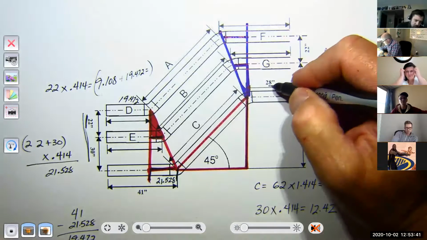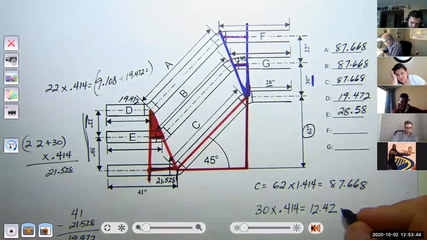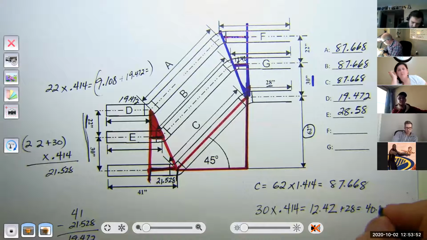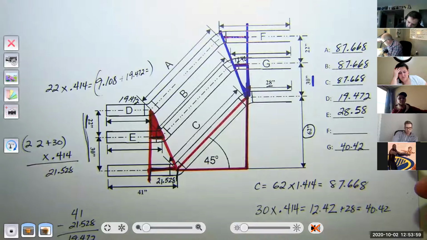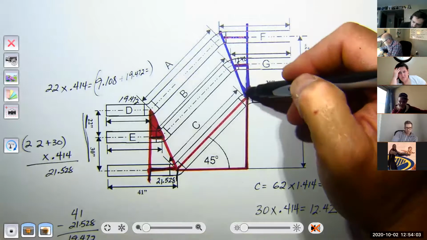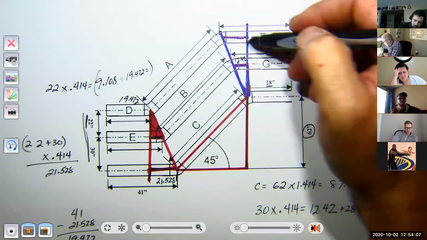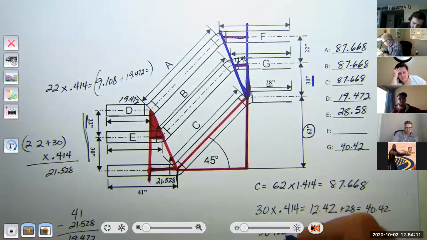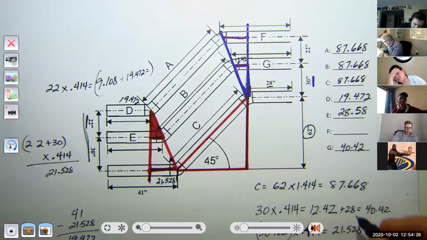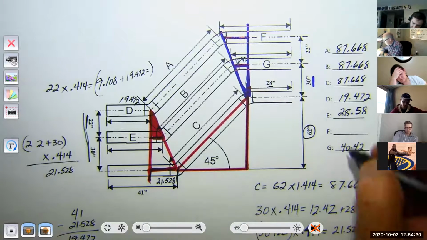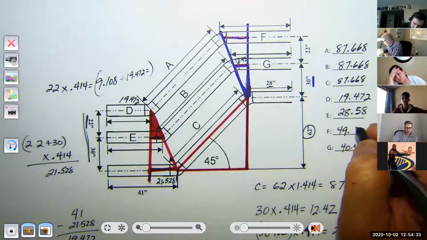This is 12.42, and I add it to 28 to get 40.42, which is G. And then F is just a larger 22.5 degree right angle triangle where we have 30 plus 22 times 0.414, which is 21.528, and we add 28 to that to get F at 49.528.